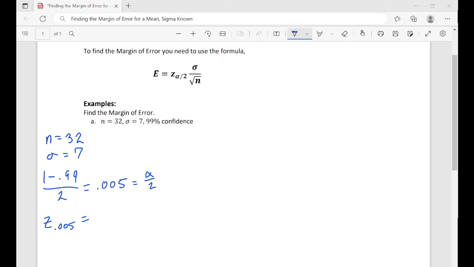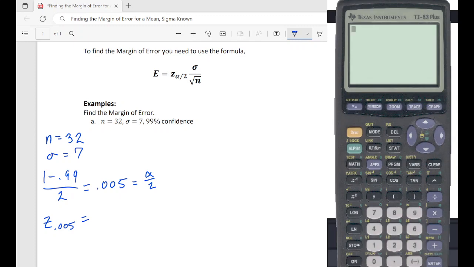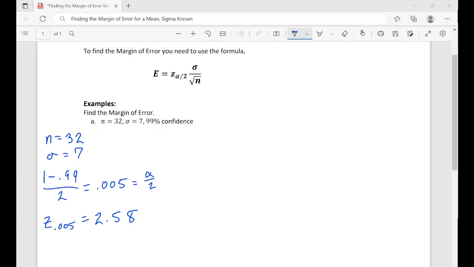So to do that, we can use our table or we can use our calculator, and I'm going to use a calculator for this. And I'm going to go to second and vars, and since this is a z value, I'm going to do inverse norm with the area being 0.005. And then hit enter. And I'm going to get a negative number, but we ignore the negative. We always want it to be positive, so 2.58 is our critical value.